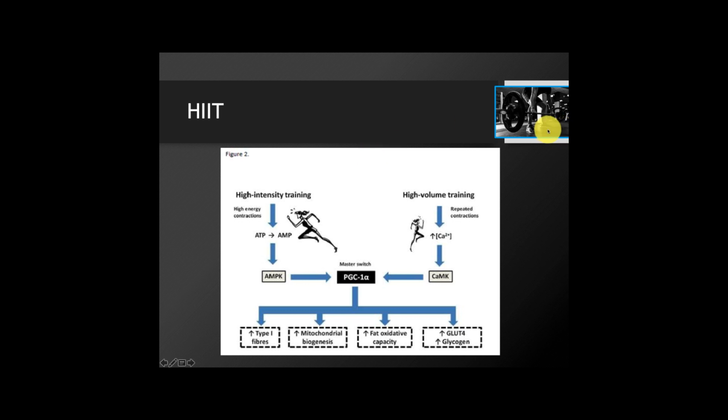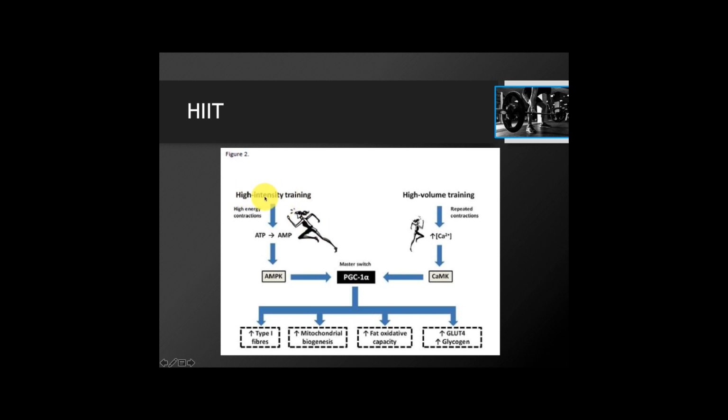So we could have two different versions of intensity, okay? We could have high intensity training where, again, the intensity is incredibly robust. Or we could have high volume training, okay? So basically the difference is high intensity training is high energy contractions, okay? High volume training is high repetitive contractions. Now this doesn't mean that the intensity is great. It just means the overall volume is great, okay? Now high intensity training and high volume training are going to activate the same changes in the muscle to get a desirable adaptation, but it's going to do it through different protein cascades or signaling cascades.